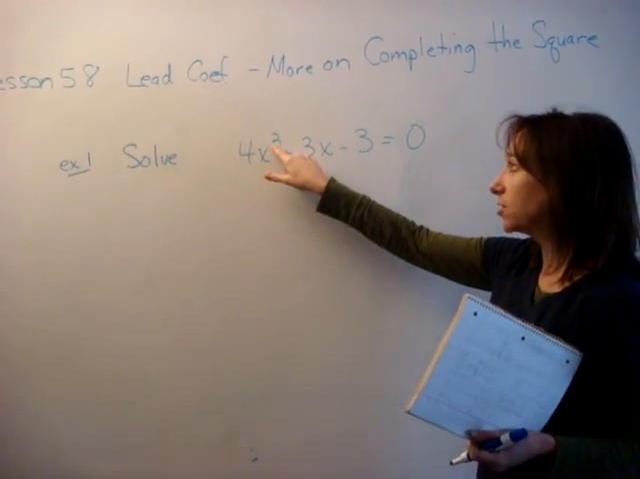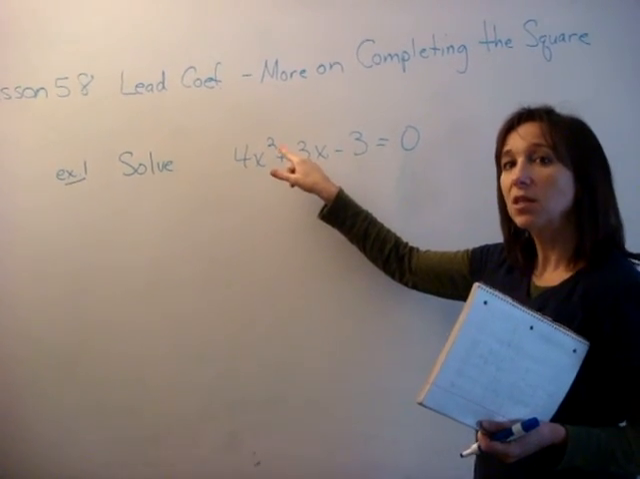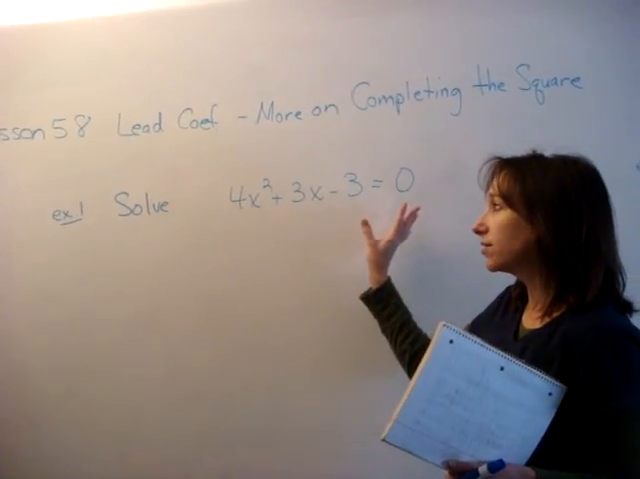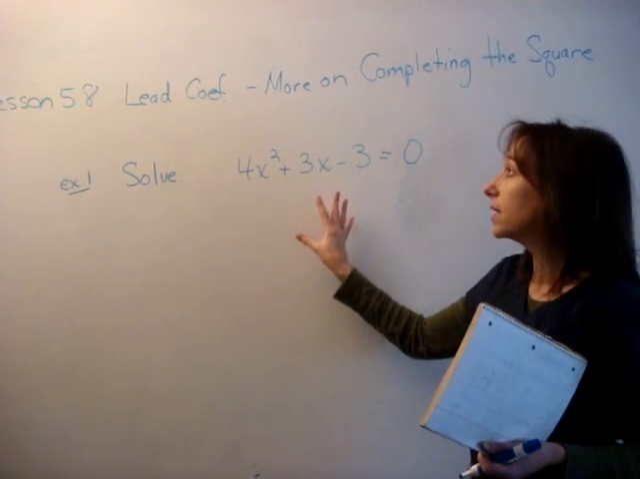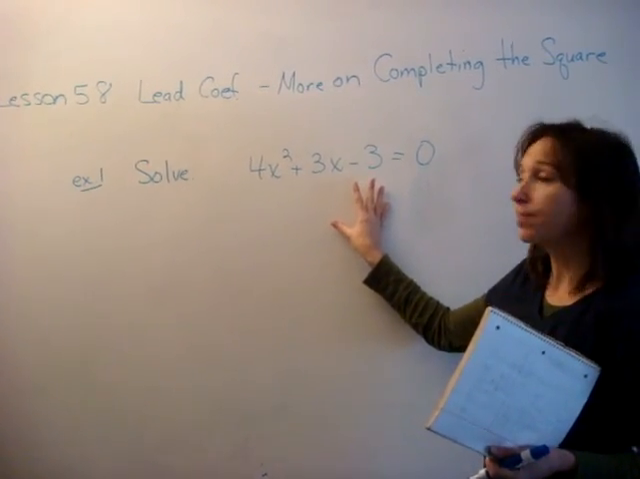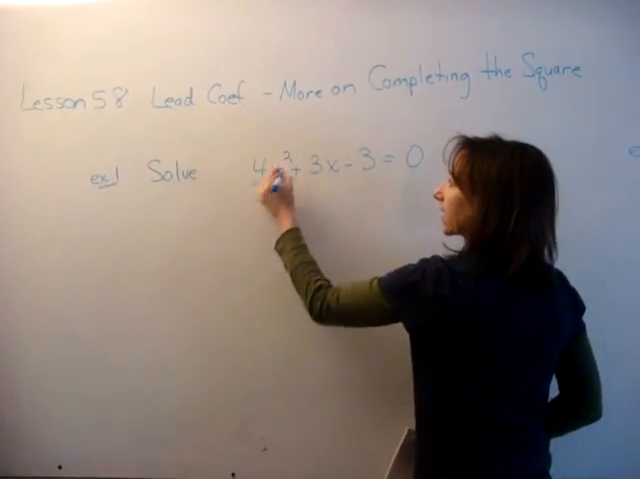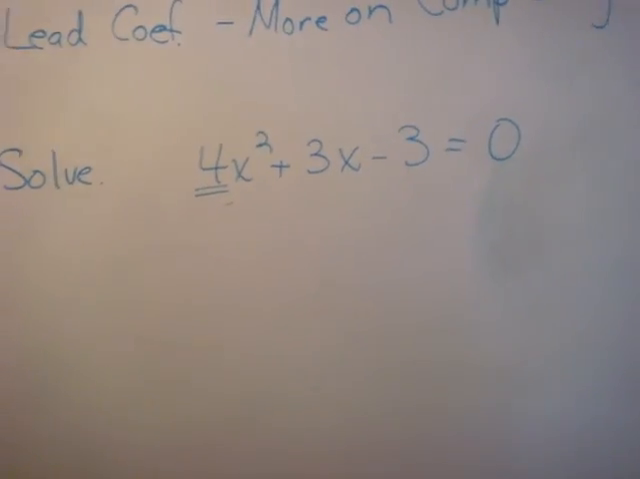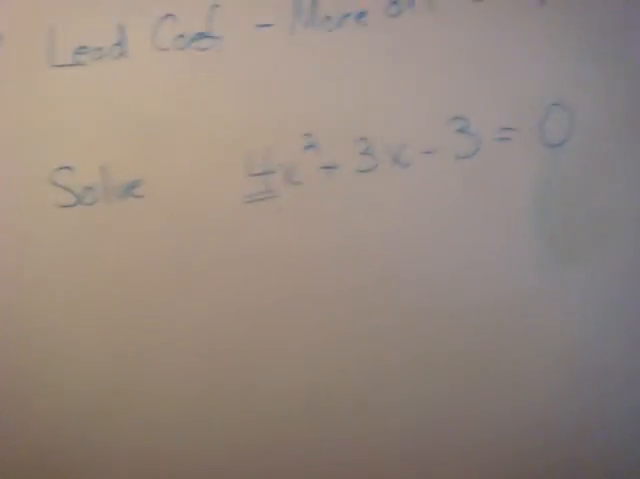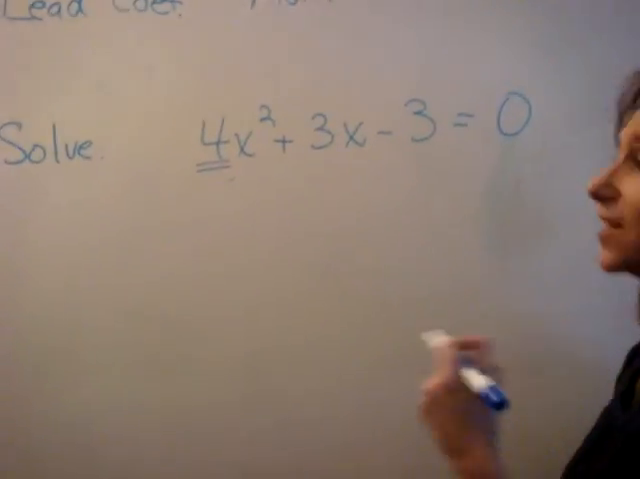It's a quadratic equation, which means it's going to have two answers. You could either factor it and set it equal to 0. We're going to use the quadratic formula later, but today we're going to do completing the square. The difference today is there is a number in front of the x squared term, which is called your lead coefficient.